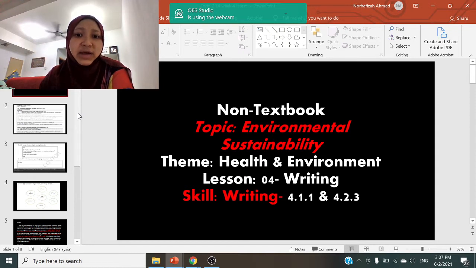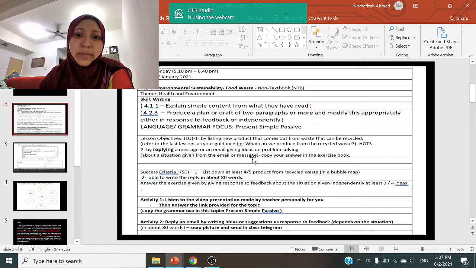Okay, what we will have today is lesson number 4, writing. The skills are 4.1.1 and 4.2.3. So this is the opening of today's lesson, the lesson objective and the success criteria. Today we must achieve 4.1.1, and 4.2.3 will be done in tomorrow's class.